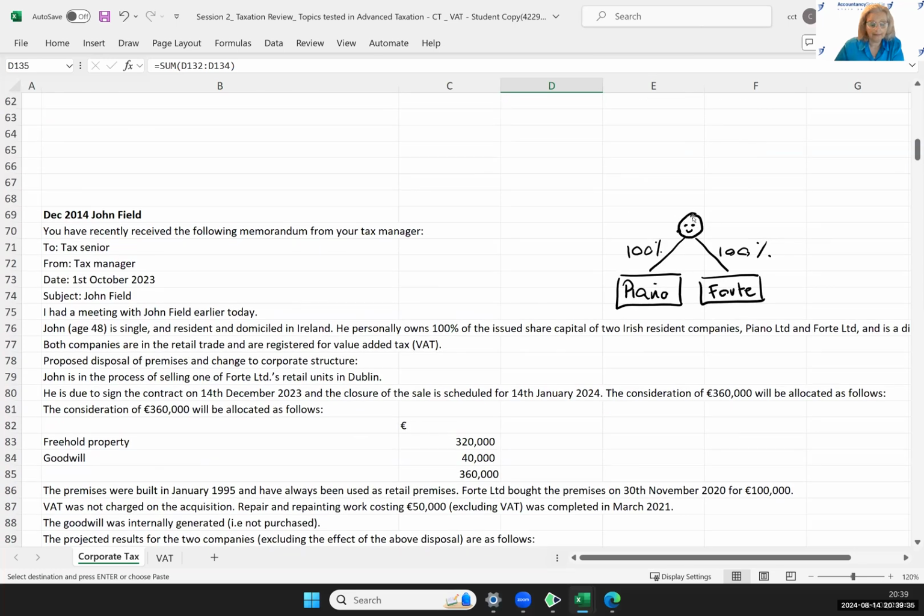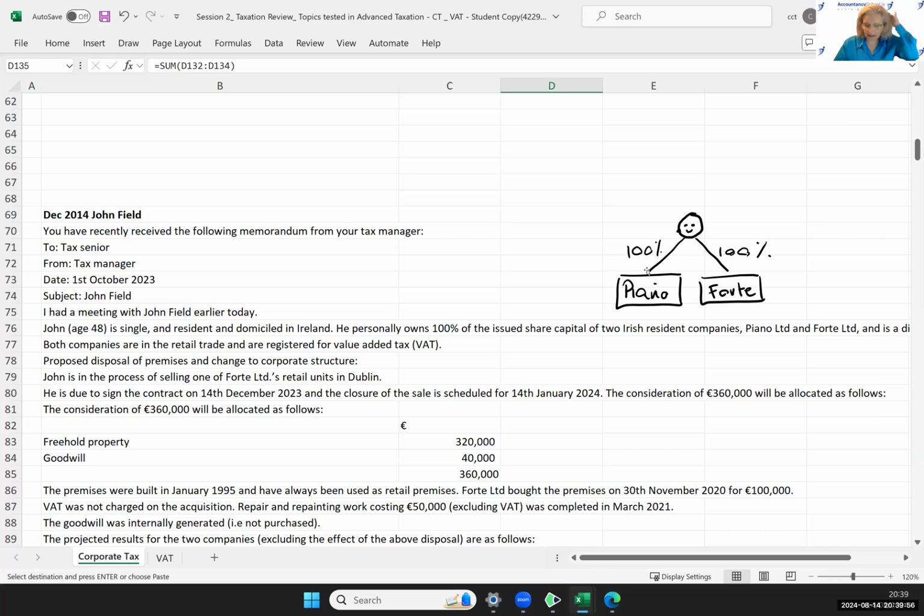So what's his name? John. John owns the shares in Piano and Forte. You've only got a corporation tax loss group if a company owns the shares. So does a company own the shares in a company? No.